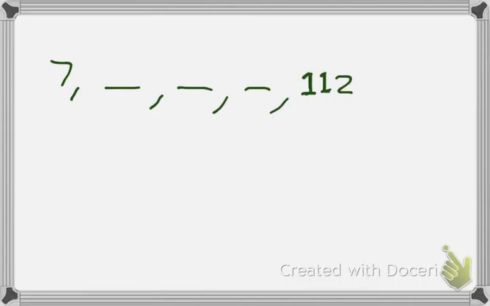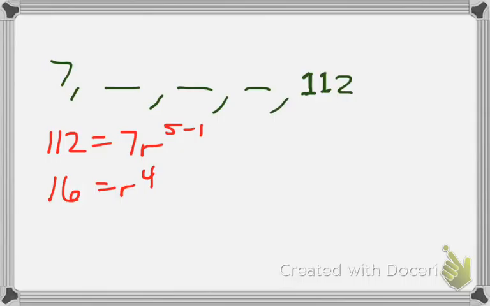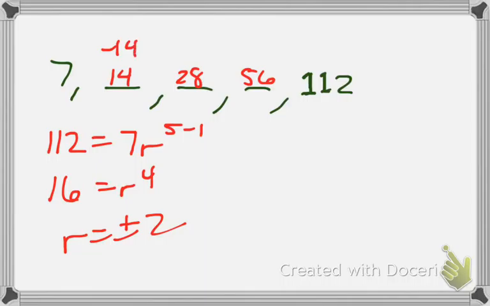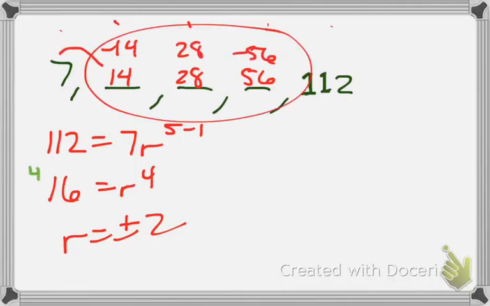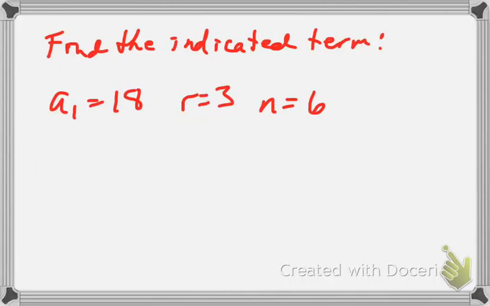Go ahead and try that one. Okay, my formula looks like this. 112 divided by 7 is 16, equals r to the fourth. Fourth root of both sides gives me plus or minus 2. So I go through and I multiply by 2. And then I go through and I multiply by negative 2. And there are my possible answers. Find the indicated term.